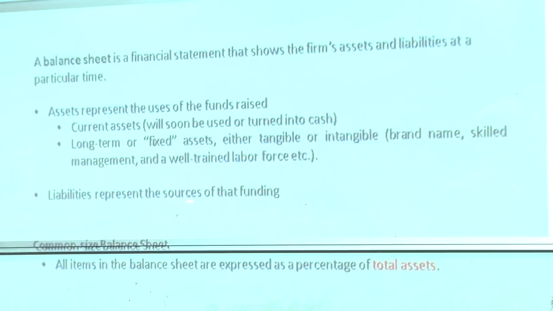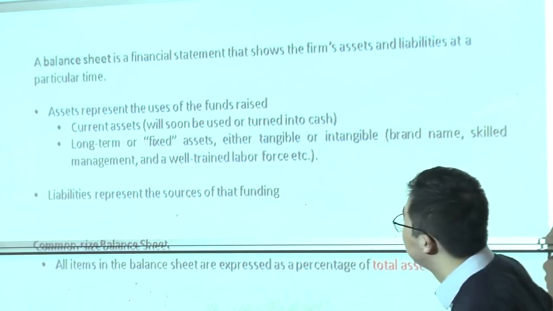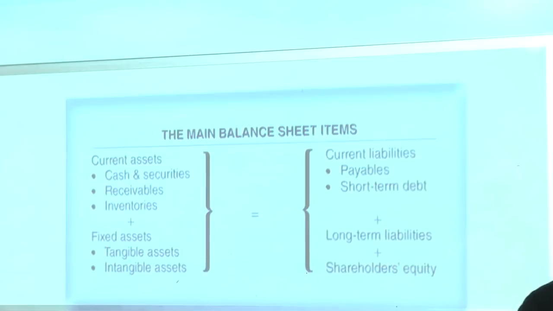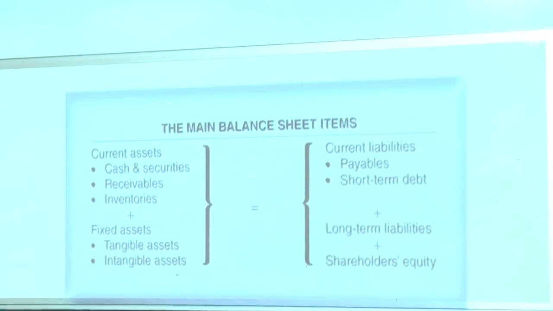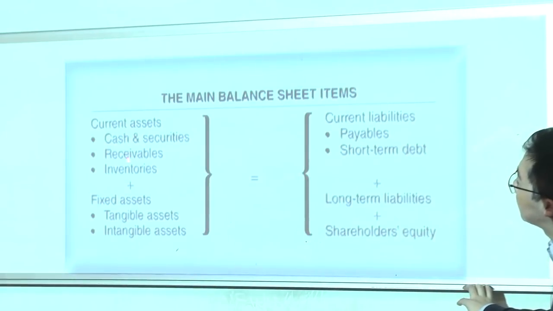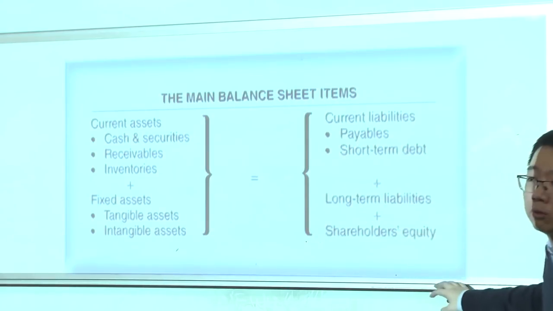Liabilities, they represent the sources of that funding. Okay, it could be from debt or from equity, right? Okay, and all items in the balance sheet are expressed as a percentage of total assets. These are called a common size balance sheet. A common size balance sheet divides all items on the balance sheet by total assets. Okay, so that's a sample of a balance sheet. I recommend you memorize these. These are examples of current assets, and these are examples of fixed assets, current liabilities, long-term liabilities. They should be equal, right? Two sides should be equal.